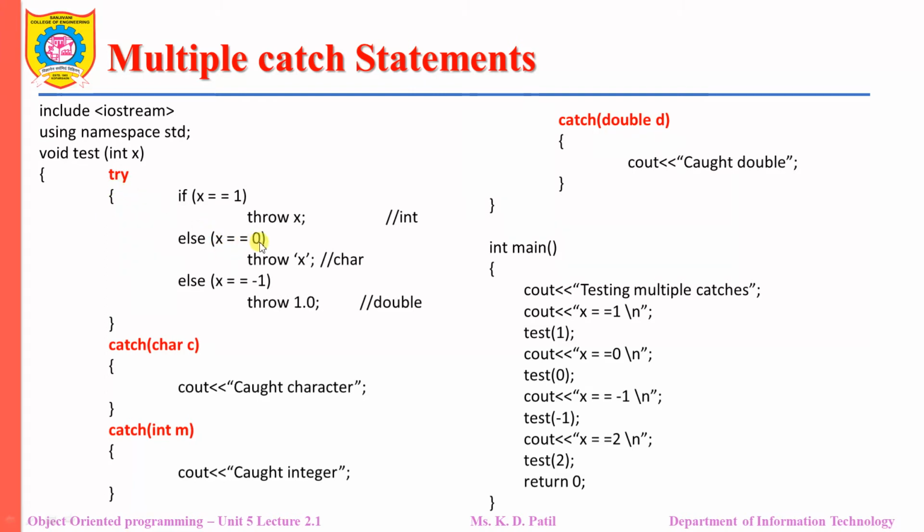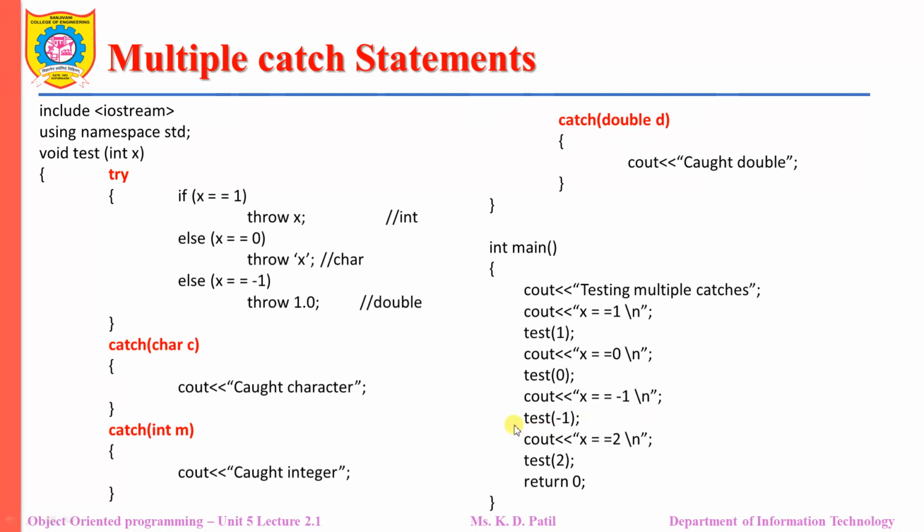And when x is equal to 0, at that time throw x. Now here x is in the quotes, so that x will be considered as a character over here. So to catch this exception, we have to check the type which is of character of that respective catch statement. Now if you search here at first glance, we will get the type of that catch statement as a character. So in that case, the caught character statement will be executed, and again control will come here, and cout x is equal to minus 1 will be printed.